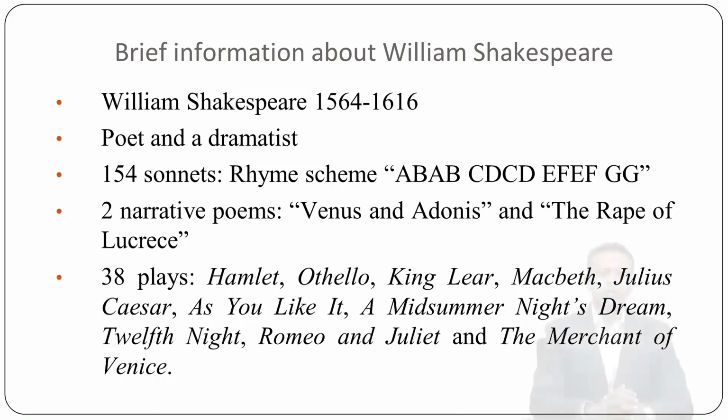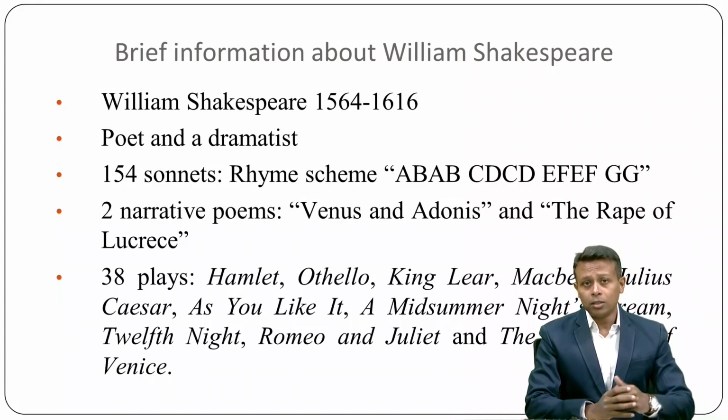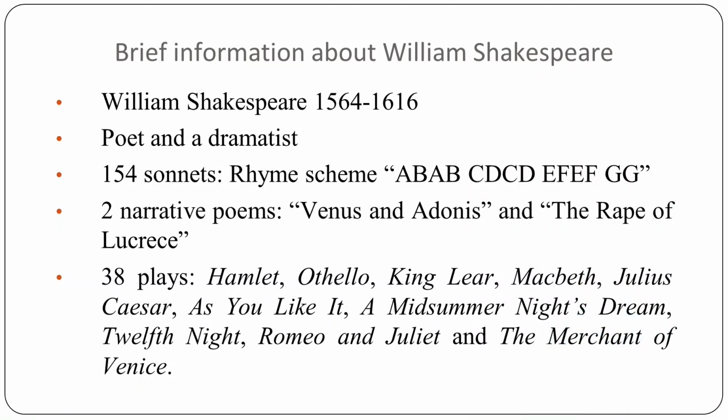Now, William Shakespeare was born in 1564 and he took his last breath in 1616. He was a poet and also a dramatist. He wrote 154 sonnets, and the rhyme scheme of his sonnets is A B A B, C D C D, E F E F, G G. The rhyme scheme is also known as the English sonnet or a Shakespearean sonnet rhyme scheme.